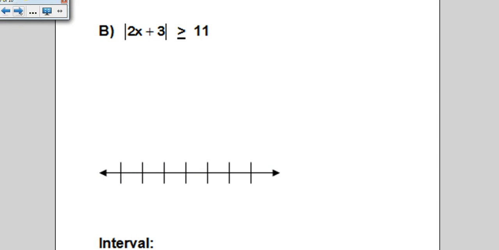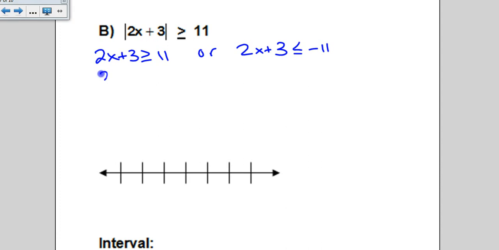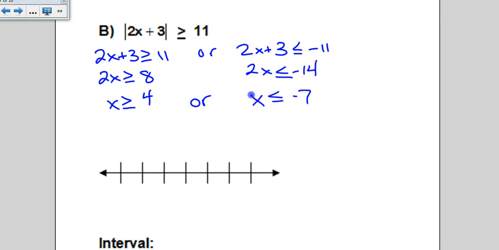Okay, letter B is going to be another greater than, so it's another or. So we have 2x plus 3 greater than or equal to 11, or 2x plus 3 is less than or equal to negative 11. I flipped the sign and I negated the answer. So we're going to go ahead and subtract 3. So we get x is greater than or equal to 4, or x is less than or equal to negative 7.